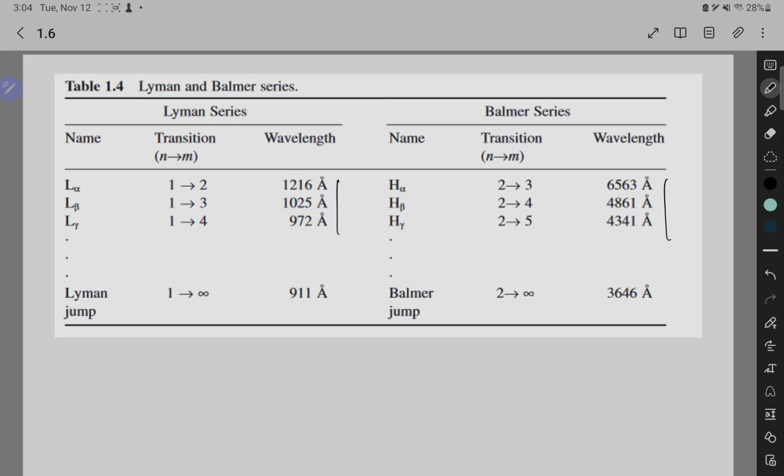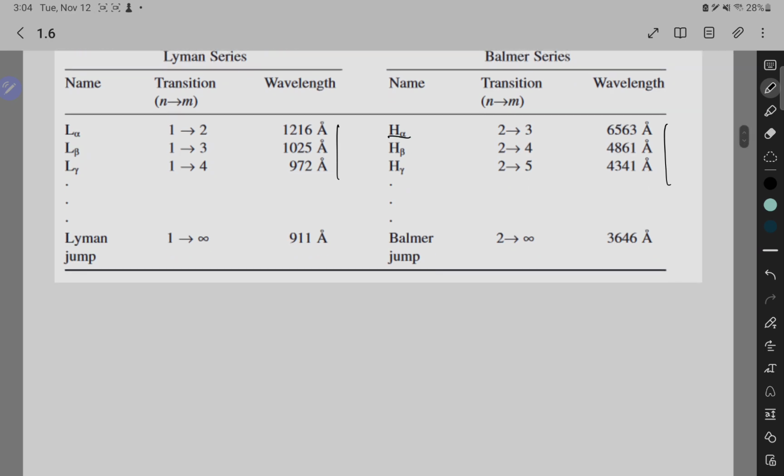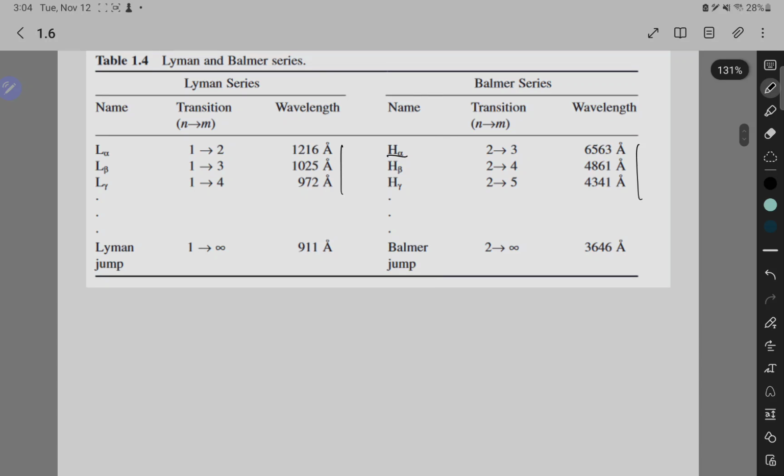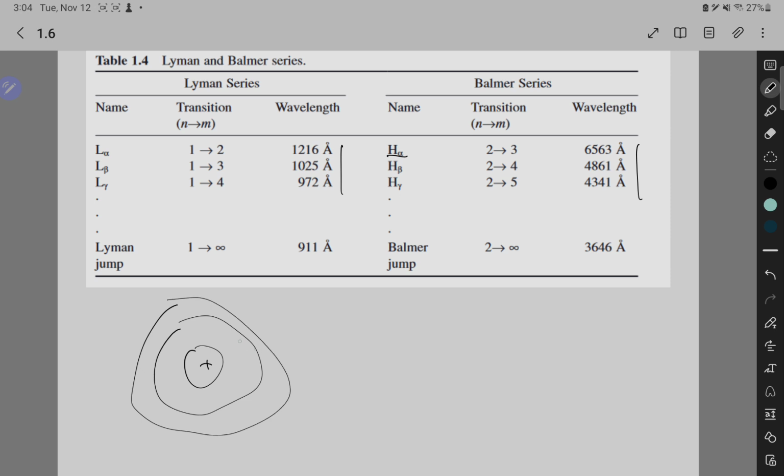Something very common is the hydrogen alpha, right? What this means is, let's say I have a hydrogen atom. This is the core, a proton, and let's say it's got 2 levels, right? This is level n equal to 1. This is n equal to 2. And let's draw another one. It's a really bad circle I'm drawing here, but you get the idea. N equal to 3 at the outer layer.